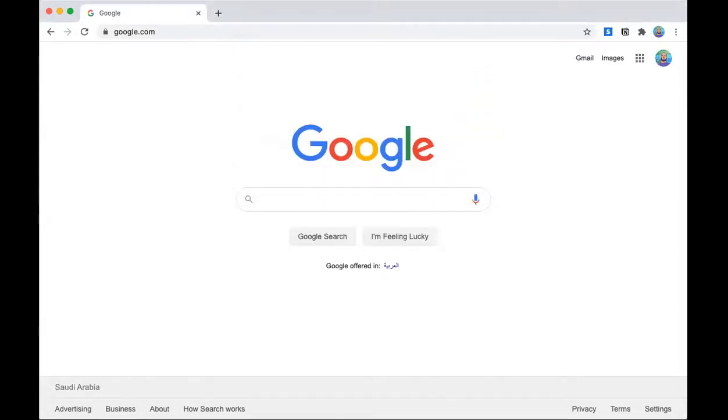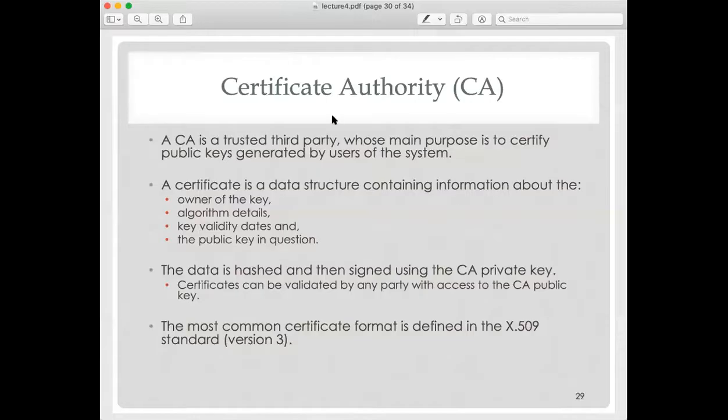Right. So this is how we... Is it the same SSL certificate and nothing else? Yes, this is the SSL certificate. Exactly. Okay.